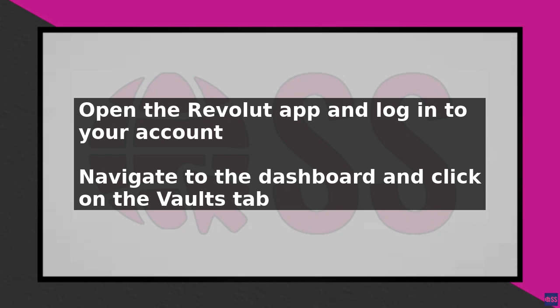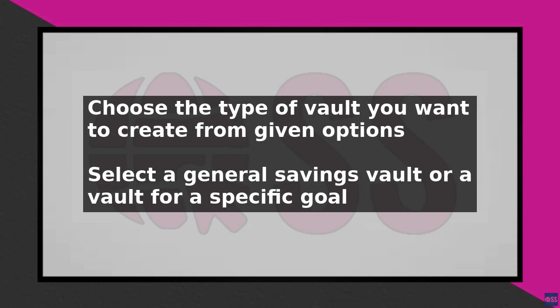Once you are in the Vaults section, click on the Create a Vault button. Next, you will be prompted to choose the type of vault you want to create. You can choose from a range of options, including a general savings vault or a vault for a specific goal, such as a holiday or a new car.